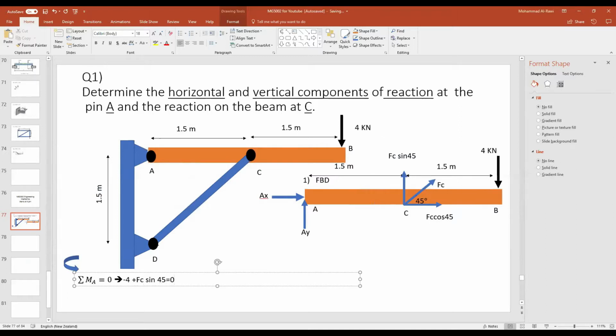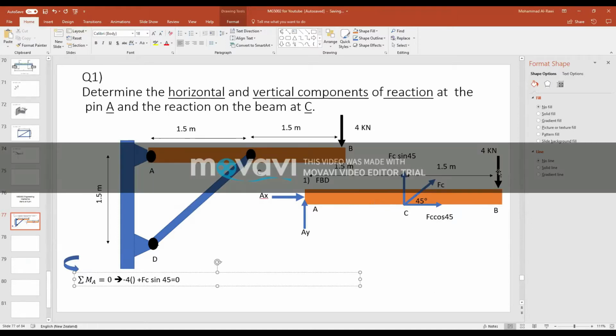Now, one thing I missed here. These all are forces times distance, so I need to put the distance. What's the distance? 4 times 3 meters. This is the distance, so 4 times 3 meters to here.